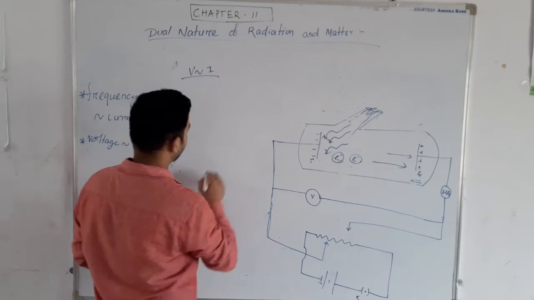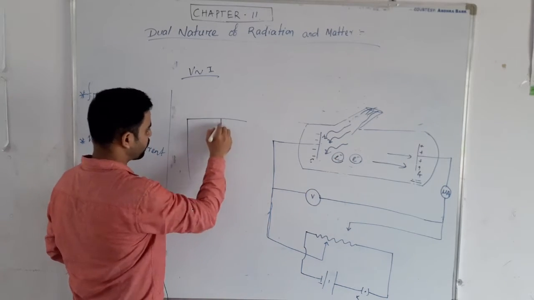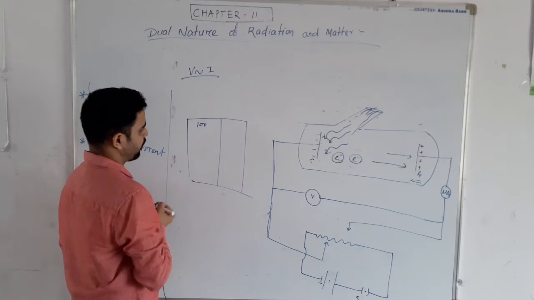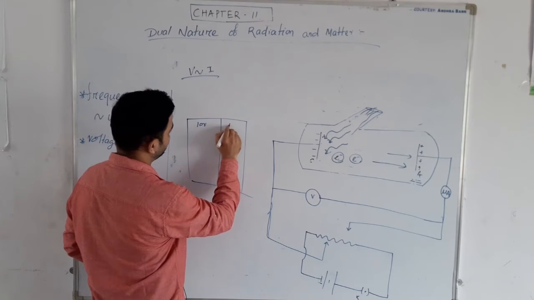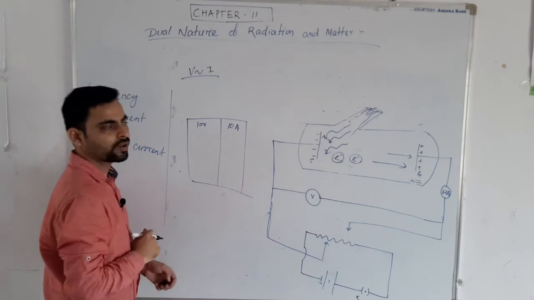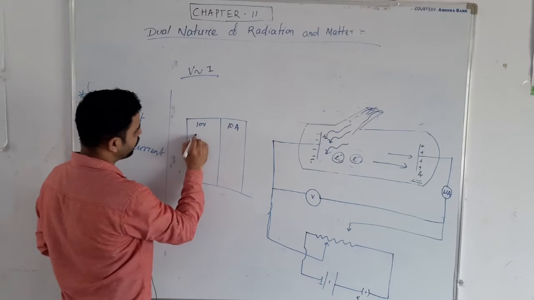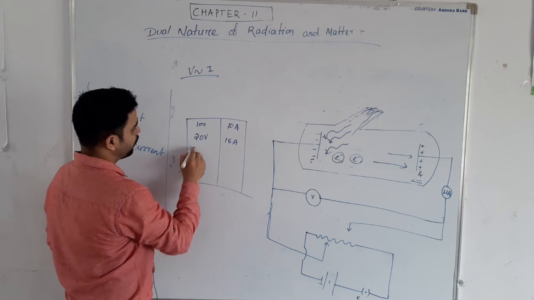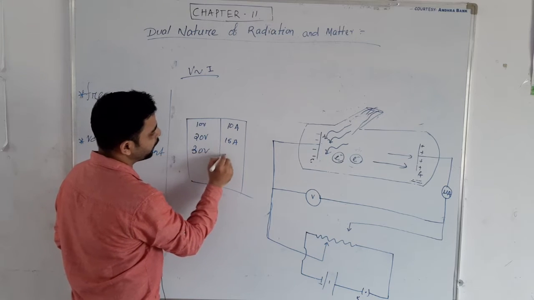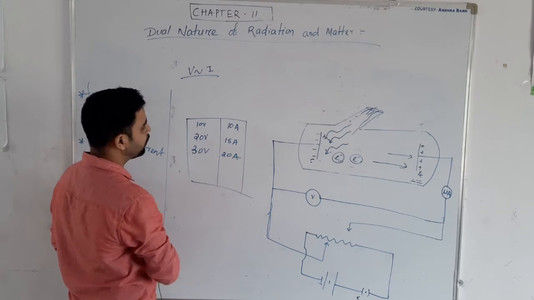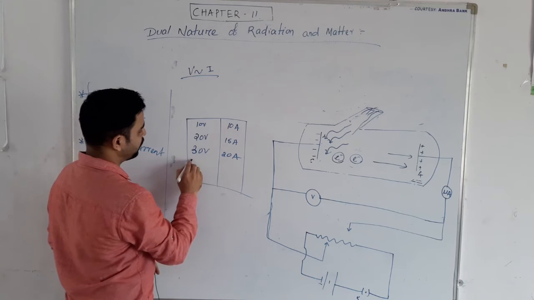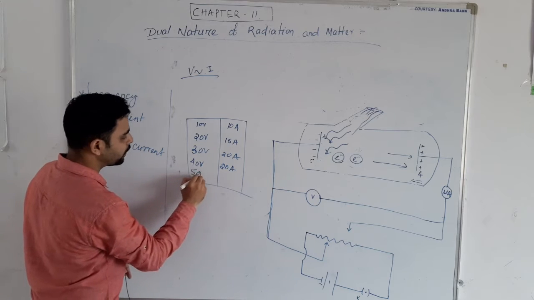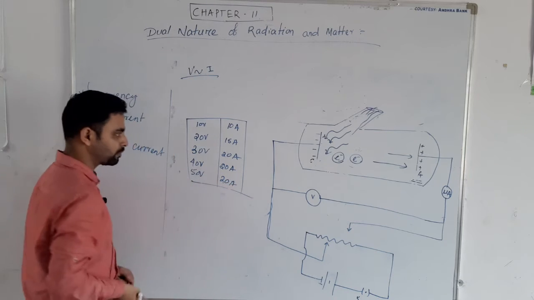So let us understand from a table. Suppose initially I have given a 10 volt potential and I get, for example, 10 ampere current. Then I increase the voltage to 20 volt and I get, suppose, 15 ampere current. Suppose I increase it to 30 volt and I get 20 ampere current. Then at 40 volt I again get 20 ampere current, and at 50 volt, again 20 ampere current.